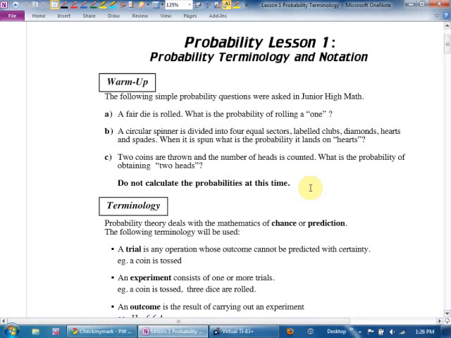The following, it says warm up. The following sample probability questions were asked in junior high math.